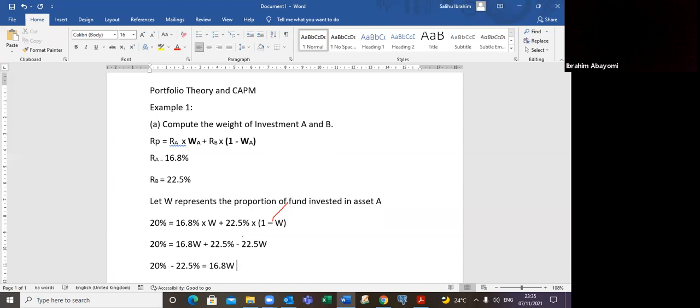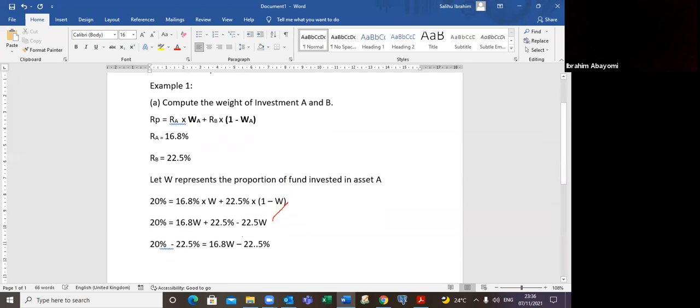That will be equal to 16.8 W minus 22.5 W. So this is going to give me minus 2.5% equal to, remove this from this, minus 5.7. You can confirm it, please. 5.7. Okay. 5.7 W.